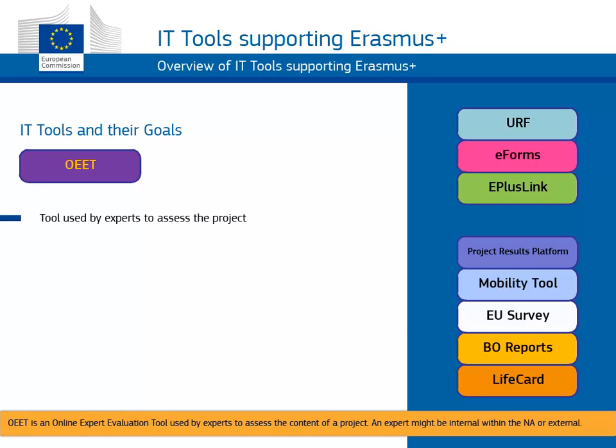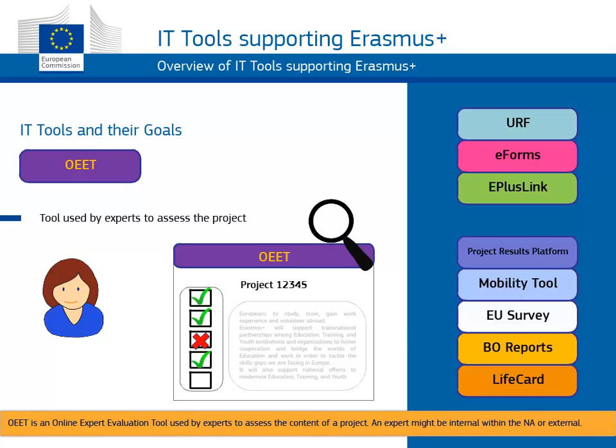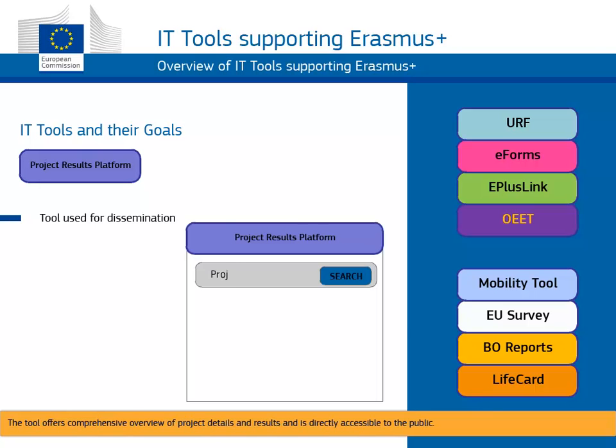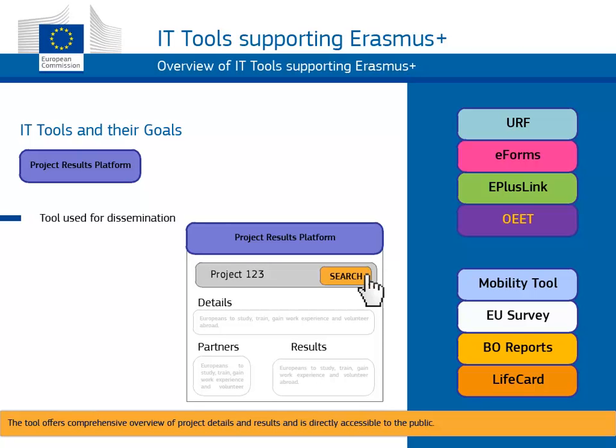OEET is an online expert evaluation tool used by experts to assess the content of a project. An expert might be internal within the NA, or external. The Project Results Platform, also known as VALA, is a dissemination tool. The tool offers comprehensive overview of project details and results, and is directly accessible to the public.